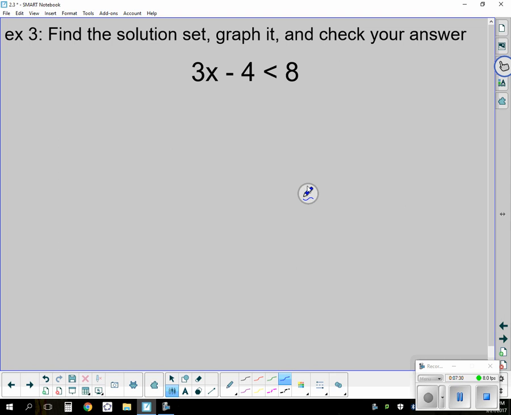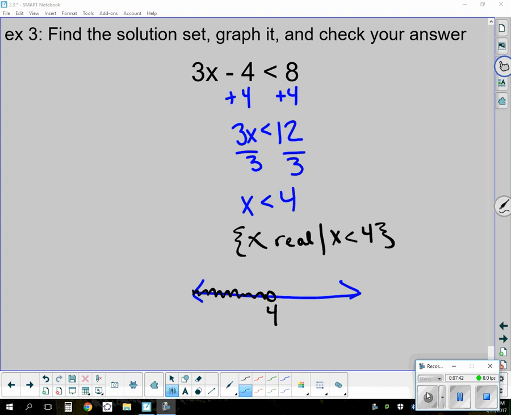Okay. Find the solution set, graph it, and check your answer. 3x minus 4 is less than 8. So you guys go ahead and do this one, see how it goes, pause the video now and work it out. Okay, check it out, see what you got, see if it's the same thing as what I got, and then make sure you use set notation correctly and you graphed it correctly. Make sure you have your shading of your answers going the correct direction.